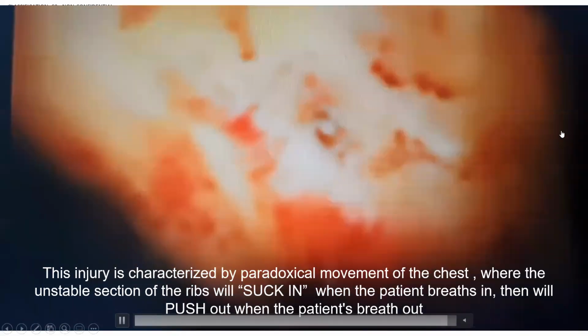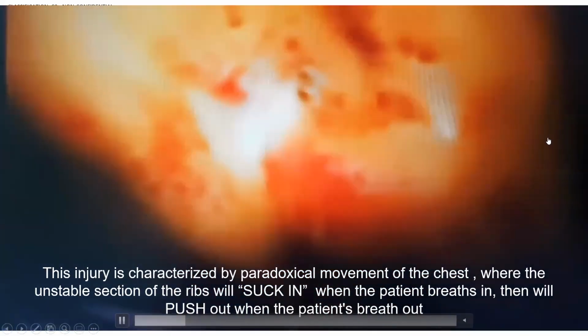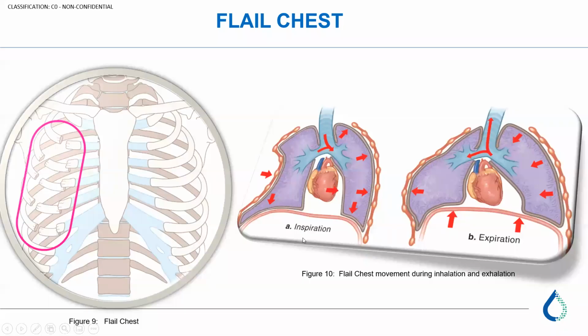Let's move on. Let me just present. Okay. So flail chest. Let's talk about flail chest. What's the definition of flail chest? Flail chest is an injury when there's a rib fracture, at least 3 or more adjacent rib fractures in at least 2 places or more, resulting in a segment, as you can see here in the drawing, that is not in continuity with the thorax. So that is flail chest.